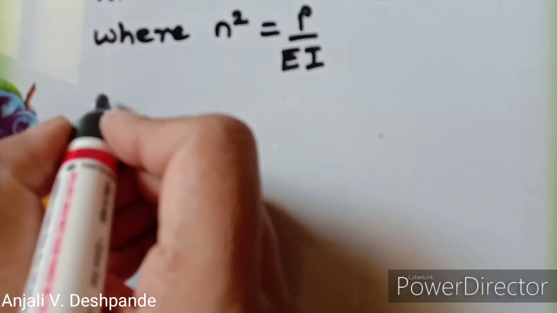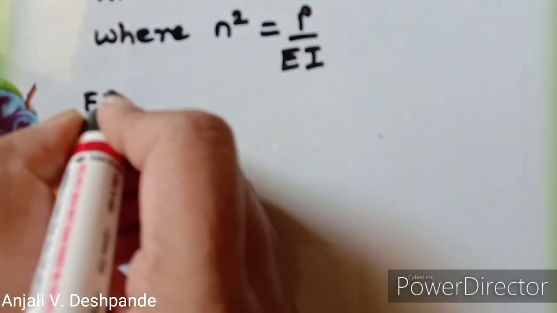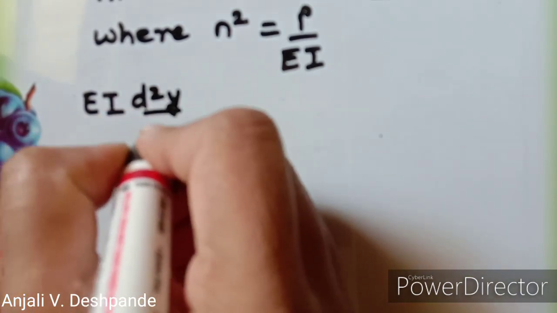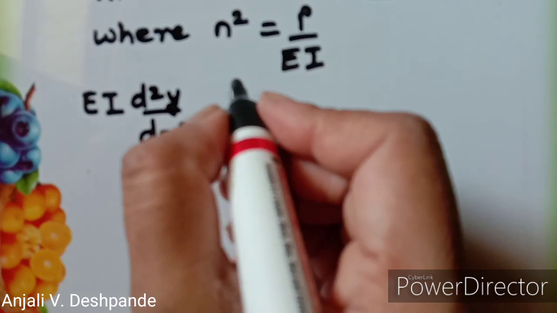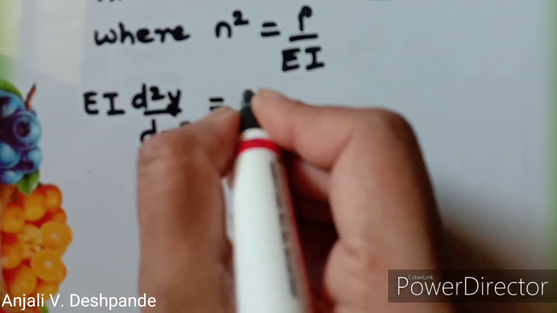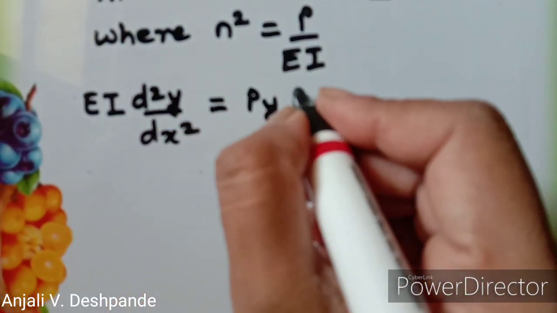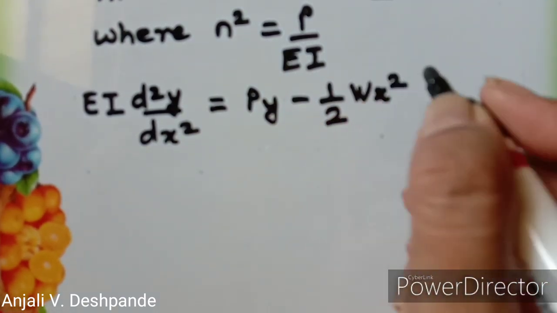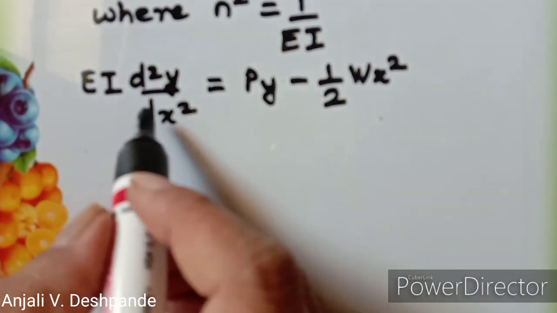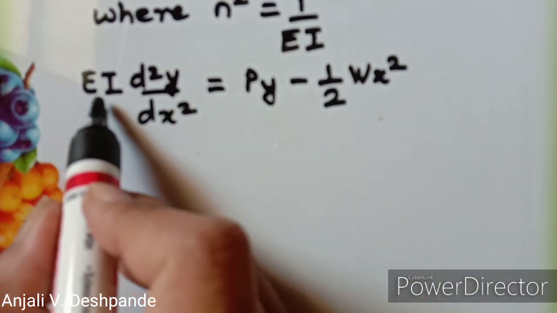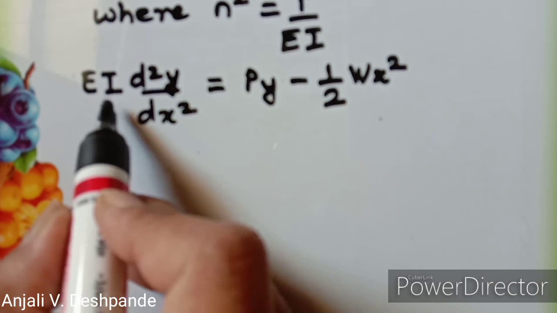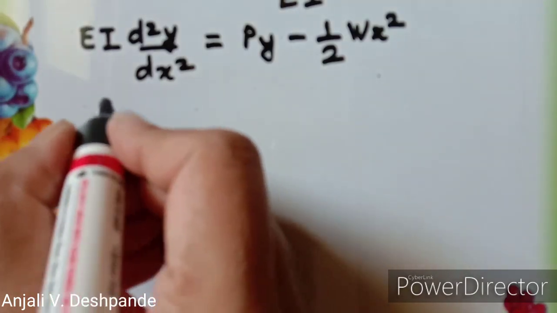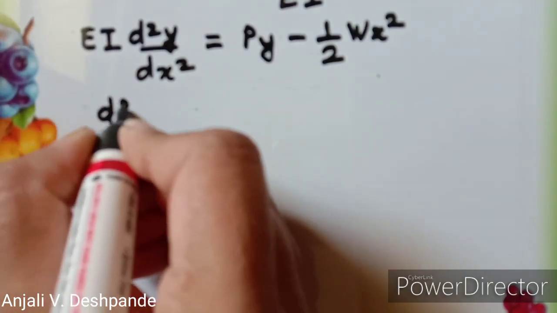Okay, so first of all we will again just rewrite the given equation. EI d2y by dx square is equal to Py minus 1/2 w x square. So what we are going to do, we are going to divide this equation throughout by EI and then we are going to rearrange the terms.